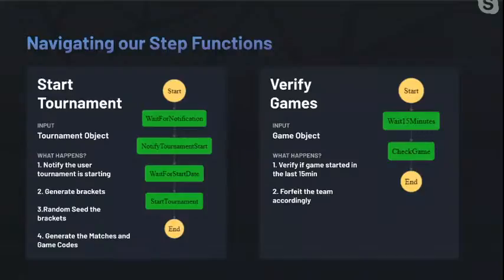So we have two step functions that are key to our tournament flow. One is to start a tournament, which goes all the way from the initial tournament creation to the tournament start date. It triggers all these lambdas for generating brackets and so on. The other is for checking that players are ready to go in their game lobbies.